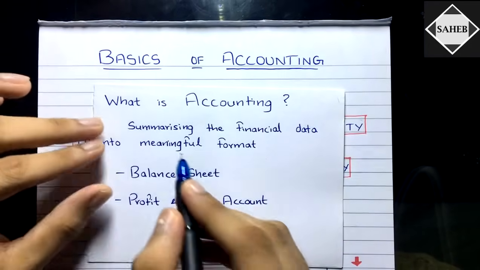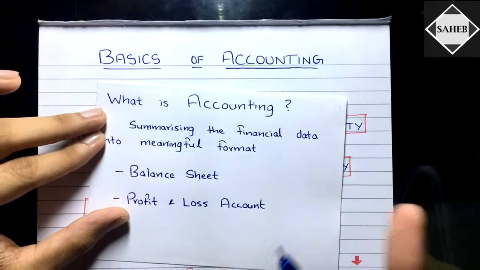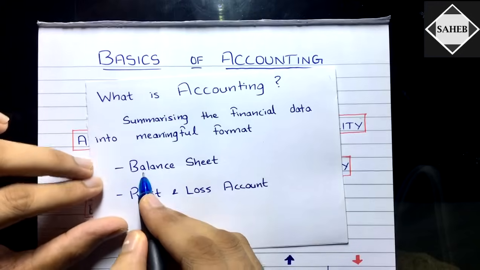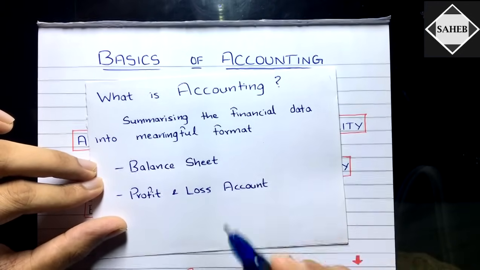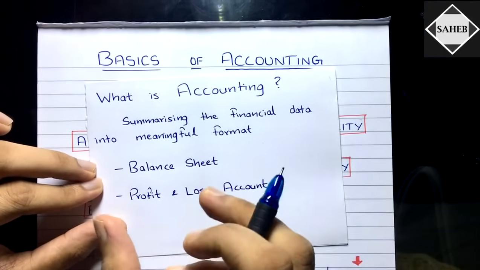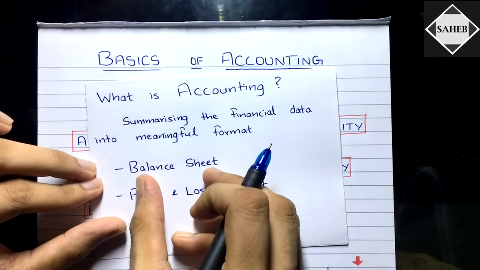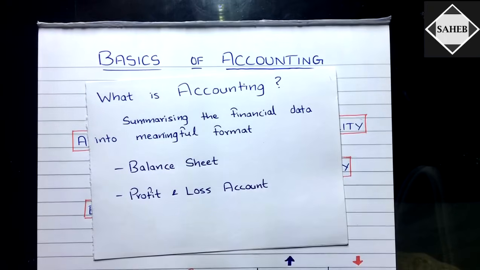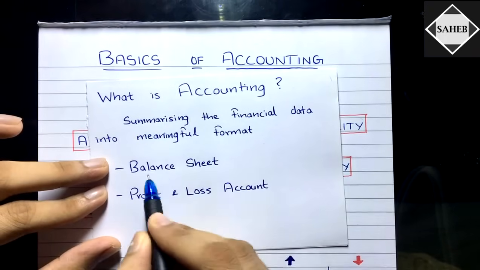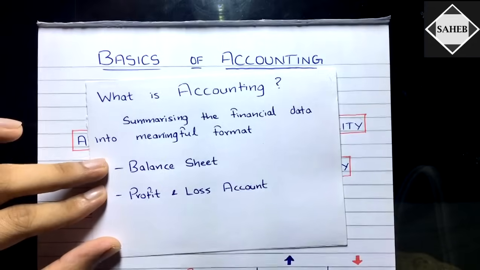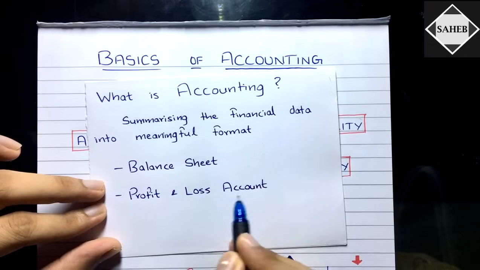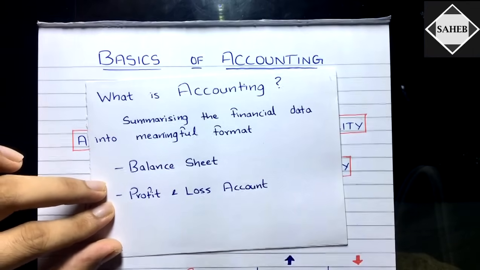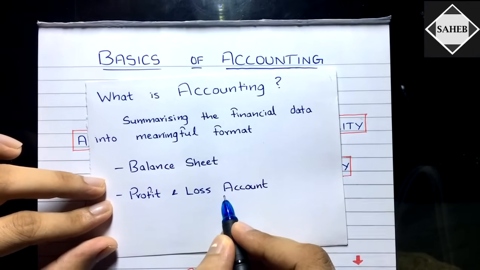So that meaningful format, if I tell you, basically it is what? Balance sheet and profit and loss account. The balance sheet will give us the information of the financial position of that company. Balance sheet consists of what? The capital, assets, liability. We'll come to that later. So all you have to understand is the balance sheet gives us the financial position of the business, and then the profit and loss account, or the statement if it's a company, gives us the financial performance of the company.